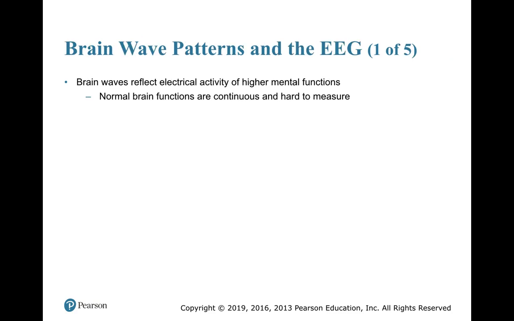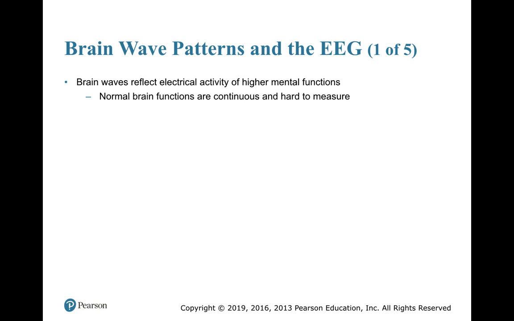So we know there's a lot of electrical activity going on to carry out these mental functions. Neurons are talking to each other, carrying on graded and action potentials. So that electrical activity can be measured in brainwave patterns, and to do that you use an electroencephalogram.